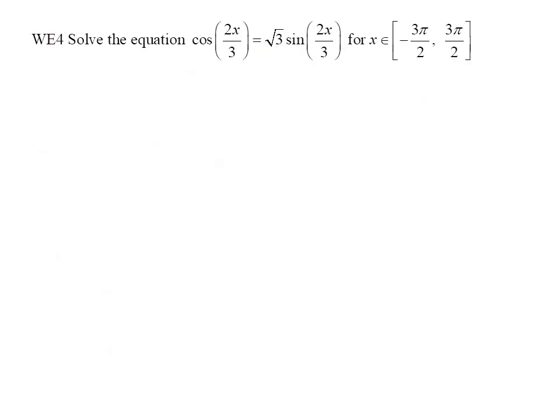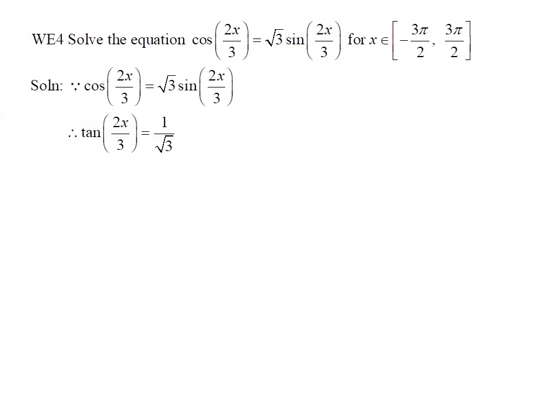Example 4 is the circular function of cosine 2x/3 equals square root 3 multiplies sine 2x/3, where the domain is between -3π/2 and 3π/2, including both endpoints. Since the equation can be transformed to tangent 2x/3 equals 1/square root 3, we may use the inverse tangent or arctangent function to solve this equation.